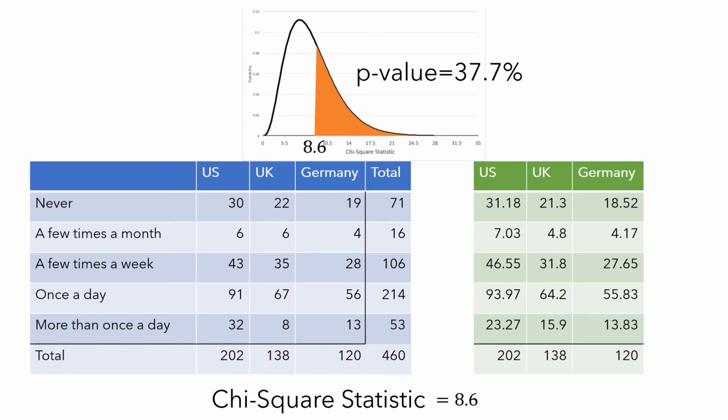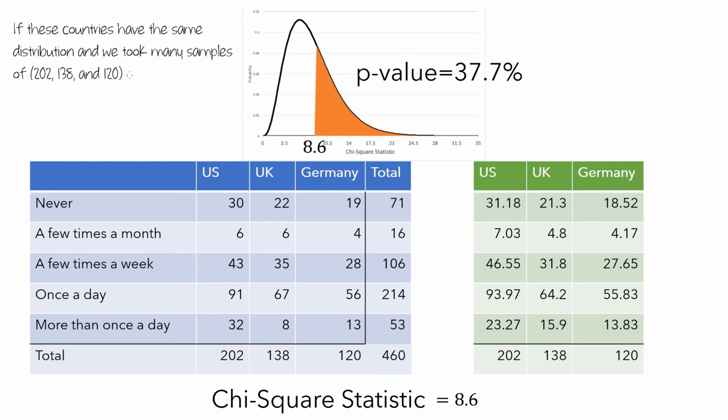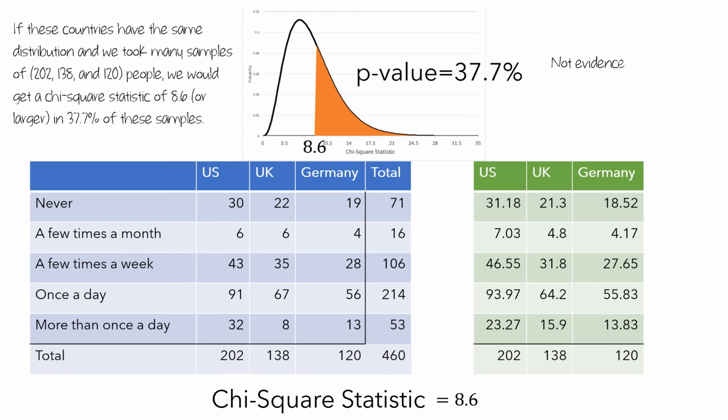What this means is that if these countries have the same distribution, and we took many samples of 202, 138, and 120 people, we would get a chi-square statistic of 8.6 or larger in 37.7% of these samples. So this is not evidence against our null hypothesis that the countries have the same distribution.